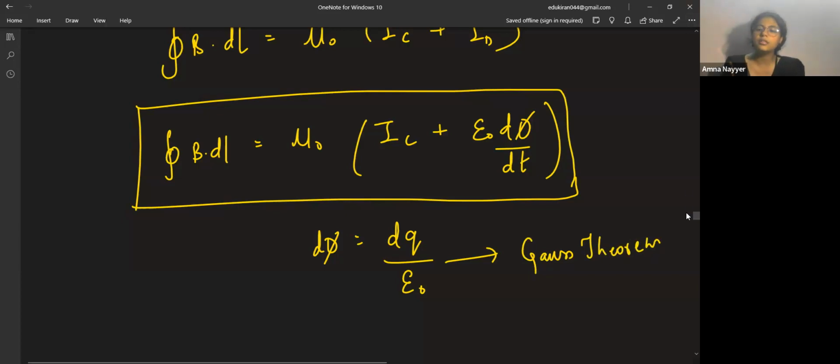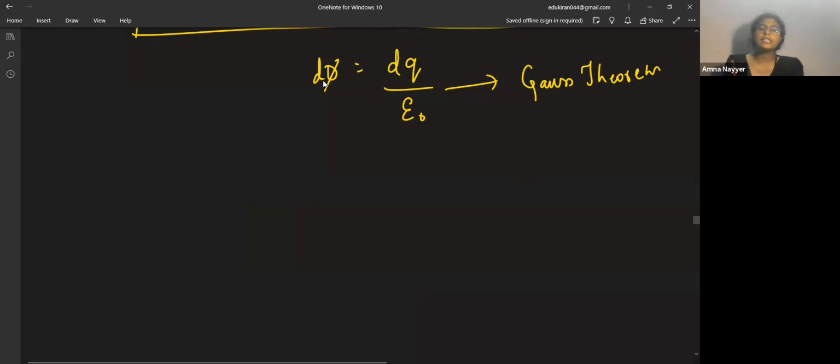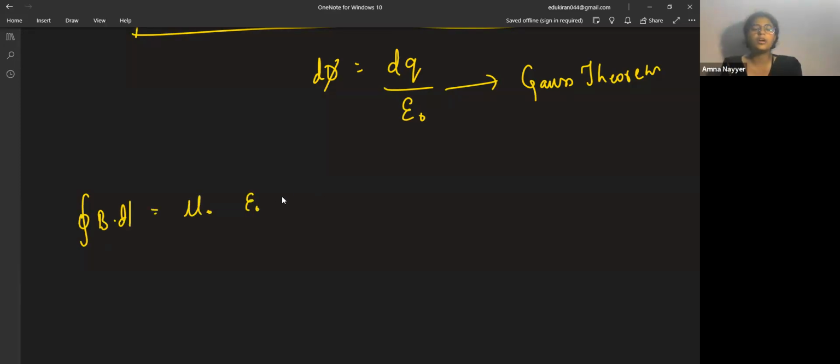So yes, I was saying you can replace this when we are writing this closed integral of magnetic field. This becomes mu naught epsilon naught. Instead of d phi, I will write it as dq over epsilon naught, and dt was already there. So epsilon naught will be cancelled, plus conduction current, which is already there in your circuit. All right. So finally, what are you getting?